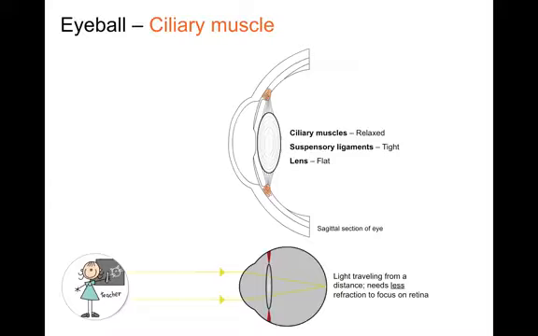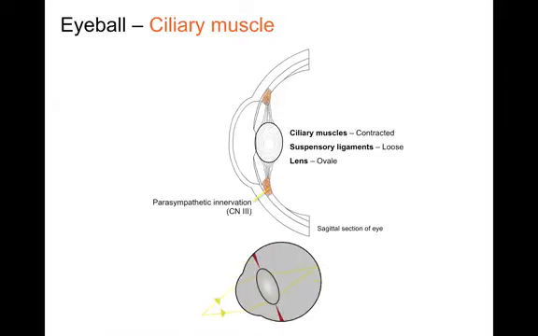What happens is these lights are coming from a far distance, like you're sitting in your chair looking at a teacher at the front of the room, the light travels in parallel. There's some refraction on the cornea, and then some other refraction that comes from the lens that goes on to the retina. But it needs less refraction because the light is already coming in parallel from a far distance.